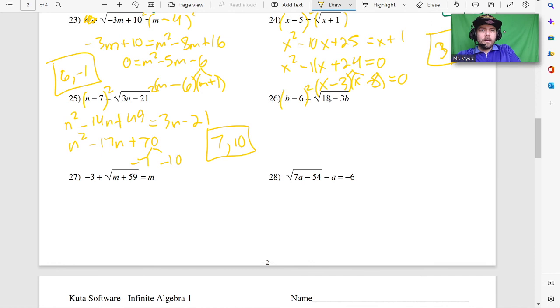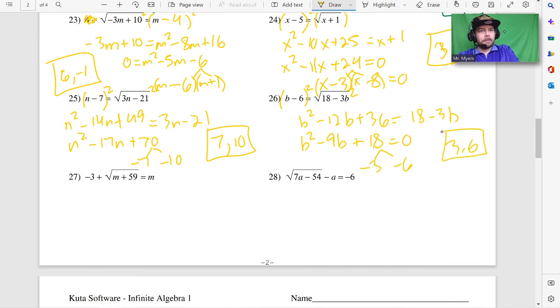Over here, square, square. b squared minus 12b plus 36 equals 18 minus 3b. b squared, we would add 3b to both sides, subtract 18 from both sides, which actually that's going to be 18, 0. That's going to be 3 and 6, minus minus, so 3 and 6 are our answers there.